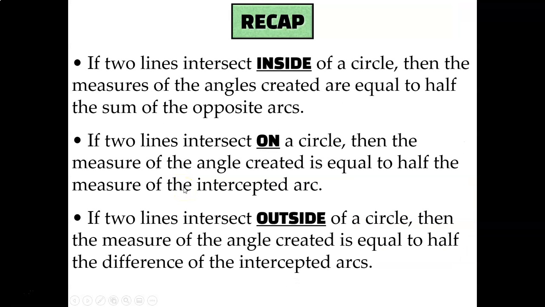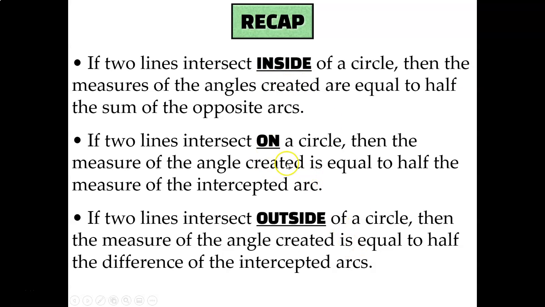So in a nutshell, what we've learned is that if two lines intersect inside of a circle, then the measures of the angles created are equal to half the sums of the opposite arcs. If the lines intersect on the circle, then the measure of the angle is half the measure of the intercepted arc. And if they intersect outside of the circle, then the angle's measure is equal to half the difference of the arcs. So if they intersect inside, add the arcs together, divide by 2.